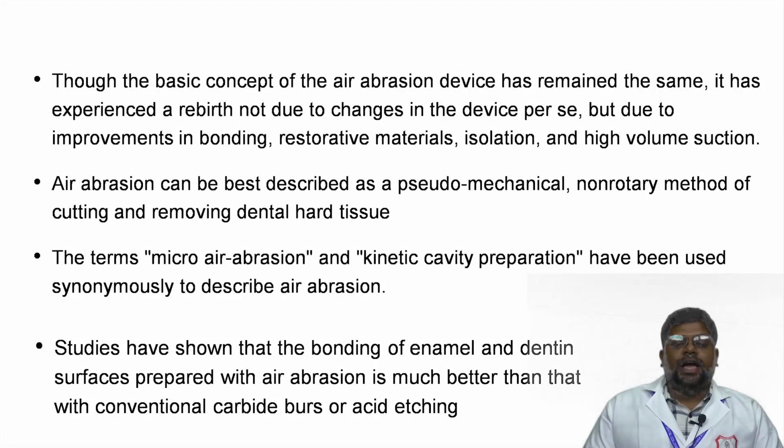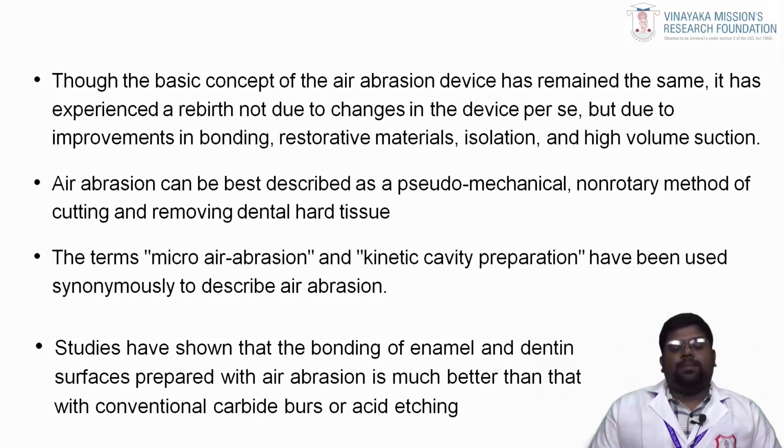Though the basic concept of the air abrasion device has remained the same, it has experienced a rebirth, not due to changes in the device but due to improvements in bonding, restorative materials, isolation and high volume suction. Air abrasion can be best described as a pseudo-mechanical, non-rotary method of cutting and removing dental hard tissues. The terms micro-air abrasion and kinetic cavity preparation have been used synonymously to describe air abrasion. Studies have shown that bonding to enamel and dentine surfaces prepared with air abrasion is much better than with conventional carbide burs or acid etching.